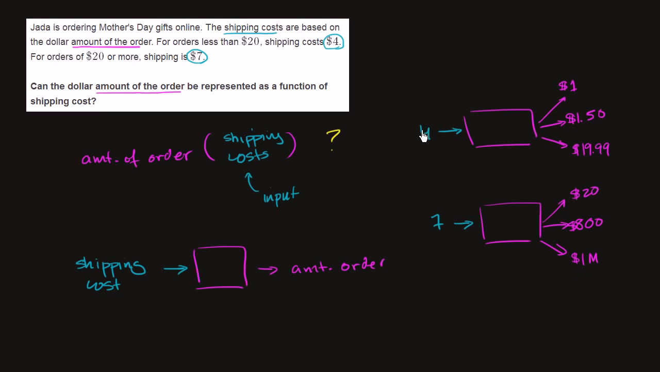So because for each of these valid shipping costs, I can get many potential outputs, I don't know which output it necessarily will output to. If someone tells you the shipping cost, you don't necessarily know what the order size was. This is not a function. You cannot represent the amount of order as a function of the shipping cost. So no.